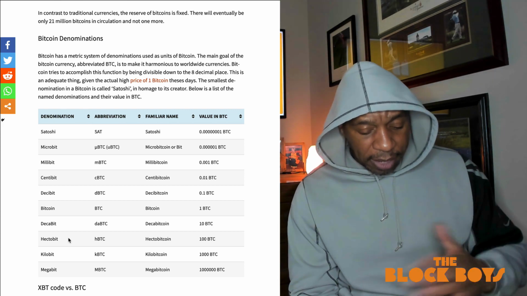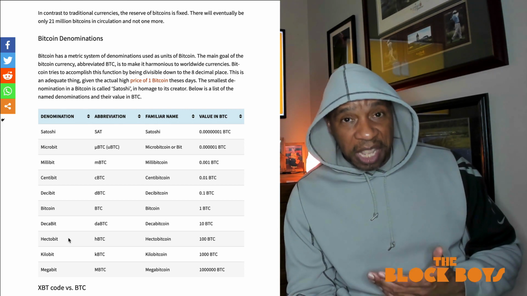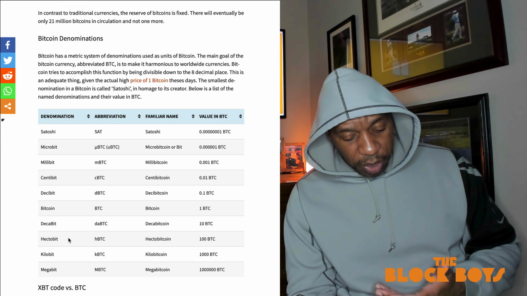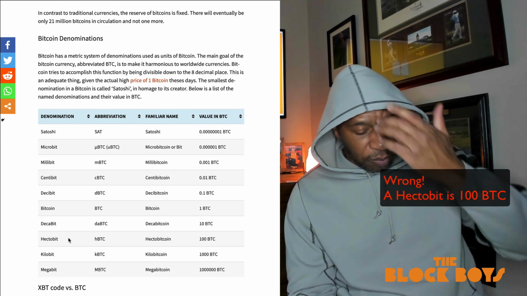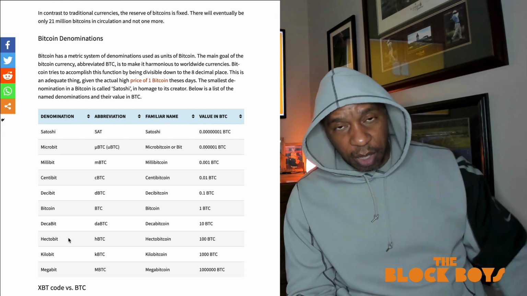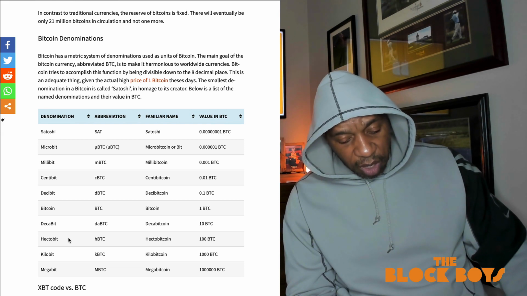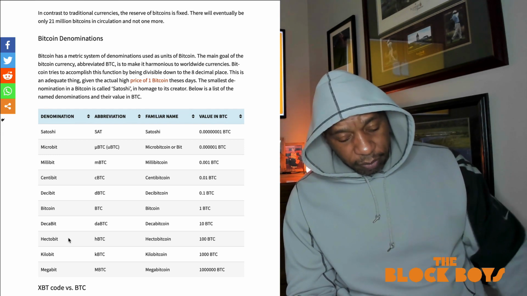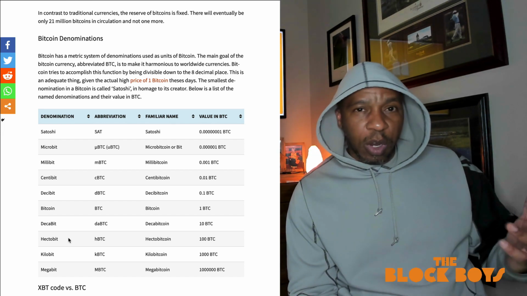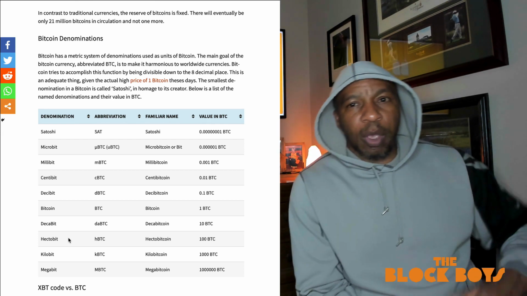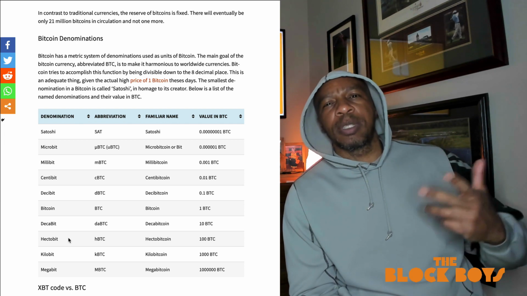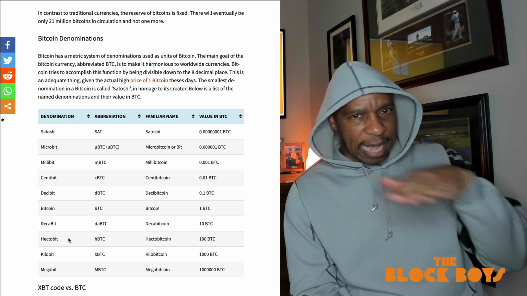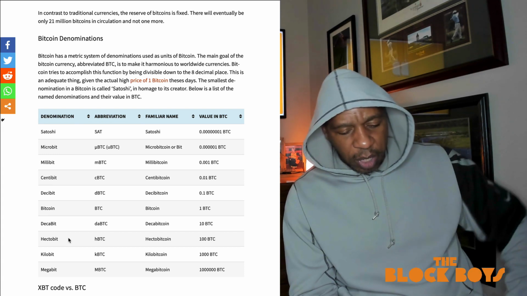You can get a decabit, which is 10. A hectobit, obviously that's 5, right? And then a kilobit, which is 1,000, and a megabit, right? So those are the units of Bitcoin. And when I edit this, I'll probably put something up on the screen so you can see exactly how much of each one of those is.